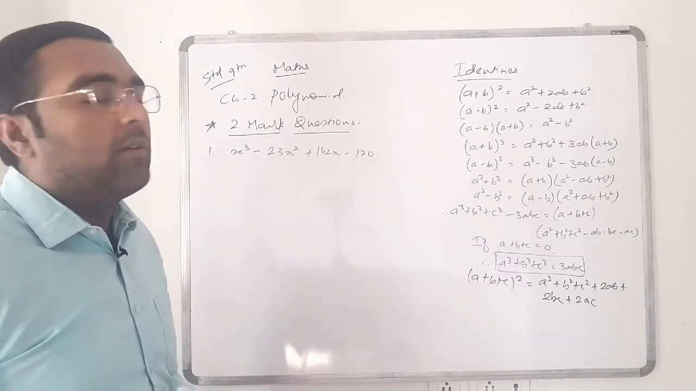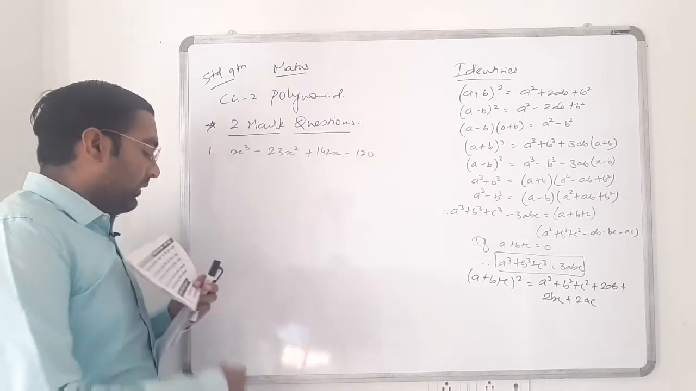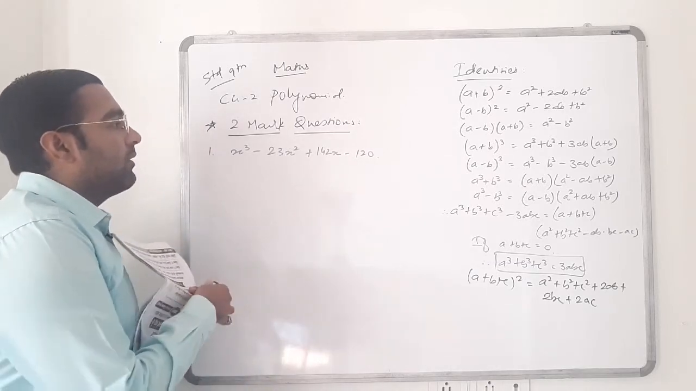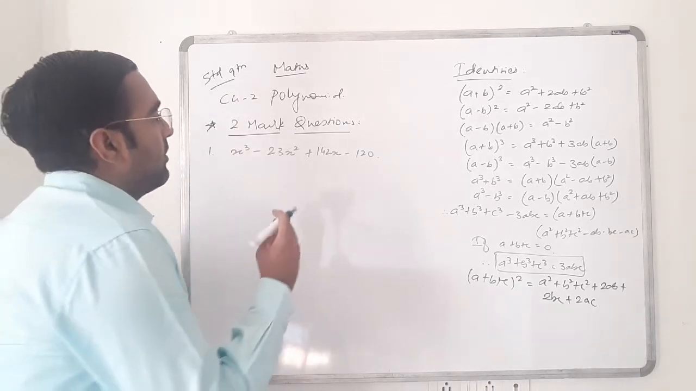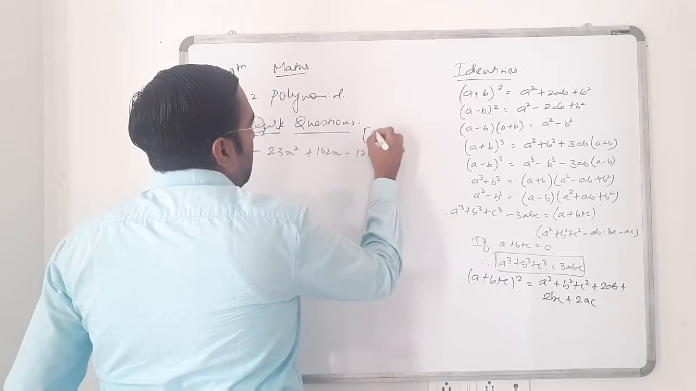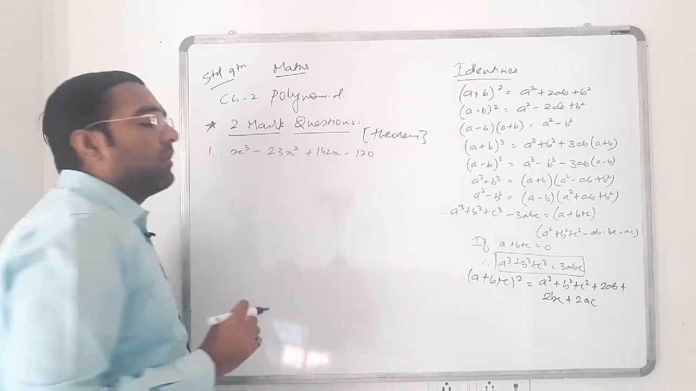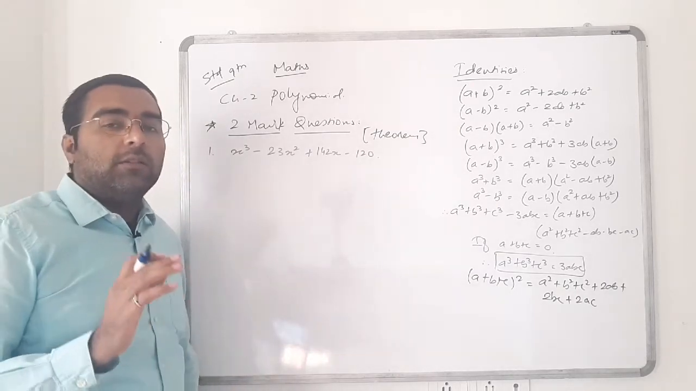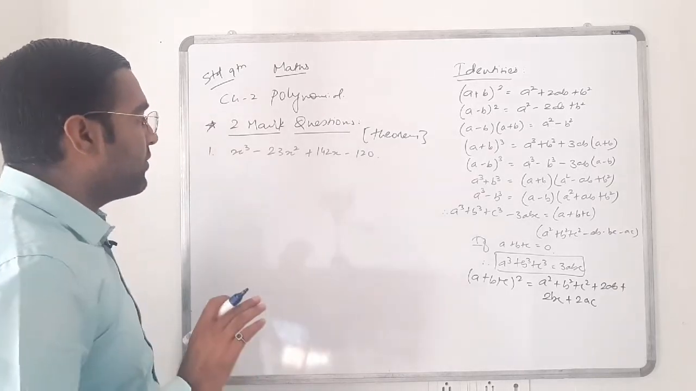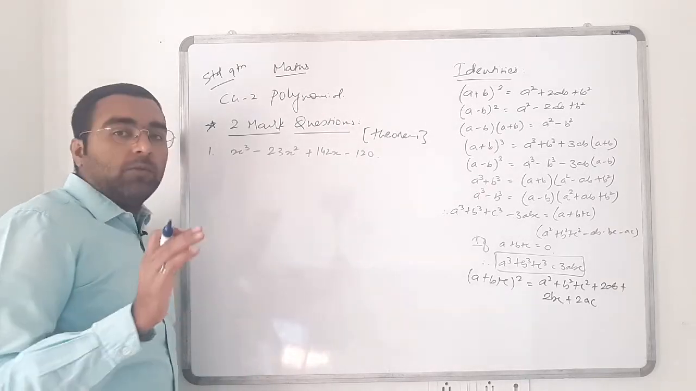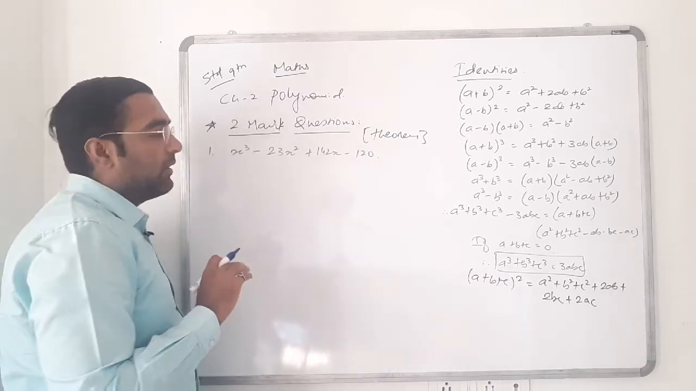In this case no identity is used, so we are using the theorem, that is the division theorem, the long division theorem, or however you call it. So we should write that theorem with the help of the remainder theorem.